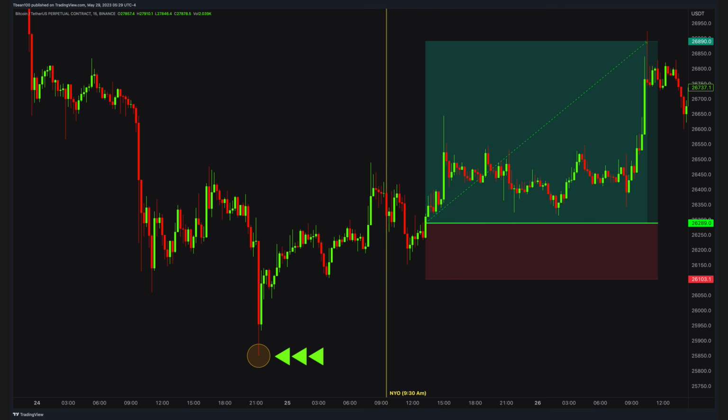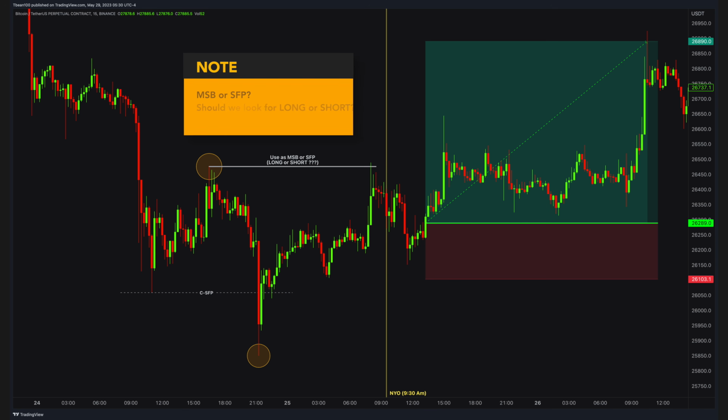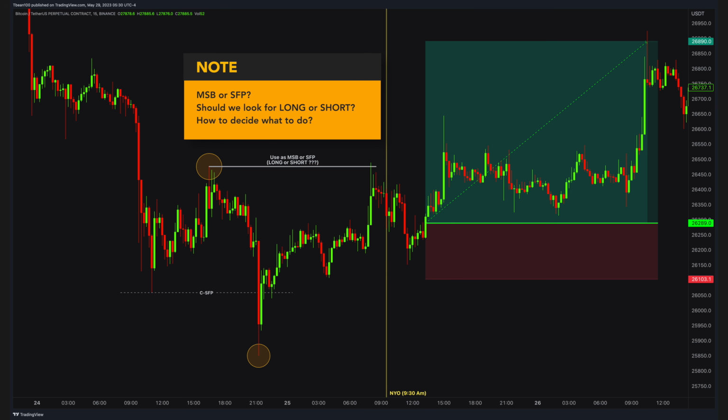Notice this significant low. Which high creates this lovely low? Just right here. You can also notice the considerable swing failure pattern. Here is our dilemma again. Is this a market structure break or a swing failure pattern? Are we going to take a long or short based on this setup?